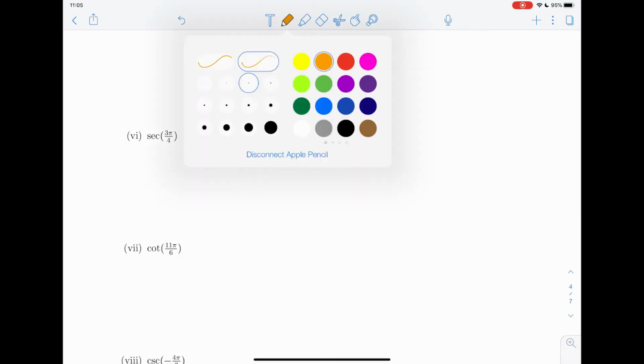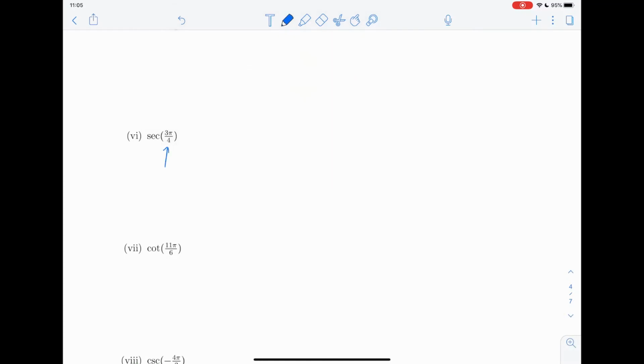So you might recognize that 3 pi over 4. If you want to convert that to degrees, you can, but we do need to get comfortable with recognizing their radian representation. So at the very least, what you should recognize here is that 3 pi over 4 lives in the second quadrant. That is the angle 3 pi over 4.